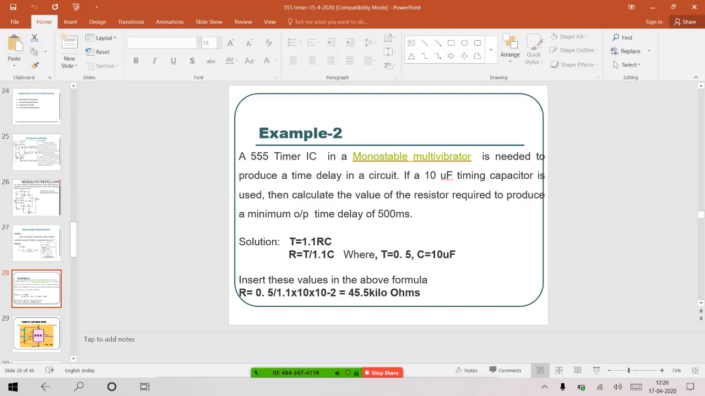So you just write the expression and the given data. The given values are: time delay is 500 millisecond, that is 0.5 second, correct? C is equal to 10 microfarad, given in the problem, and the expression for the time period of the pulse generated is 1.1 into RC. So please write the expression for the resistor: R is equal to T by 1.1 into C, because T and C you know. Substitute and get the answer. Check the resistor value, and you will get 45.5 kilo ohms.